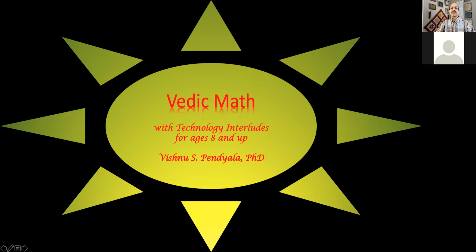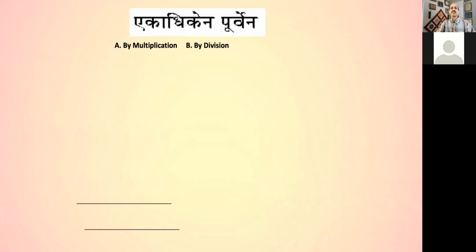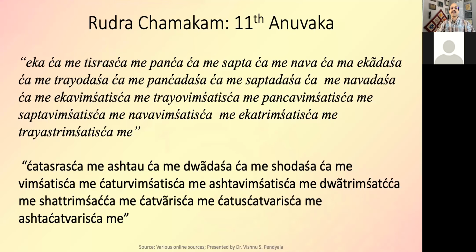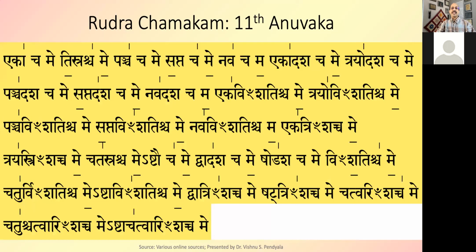So in the last few sessions, we covered one of the sutras, Ekadikena Purvena, which is a sutra in the Vedic Math. And then we covered a verse from the Rudram. It's from the Krishna Yajurveda. And we saw how we can pray for everything in this universe using numbers.